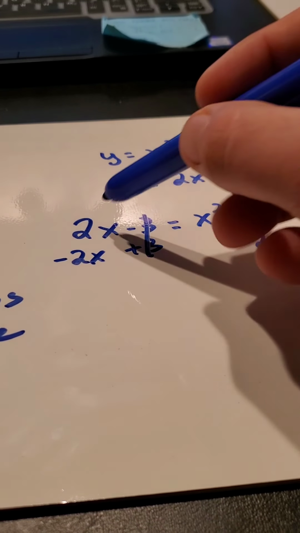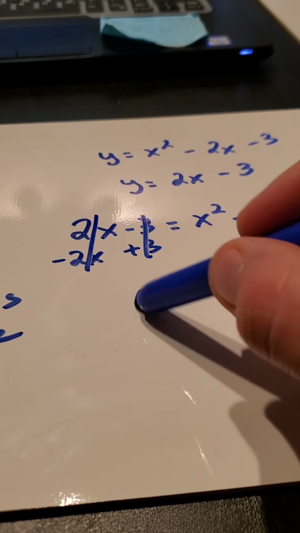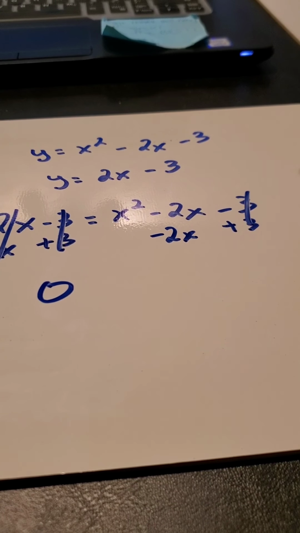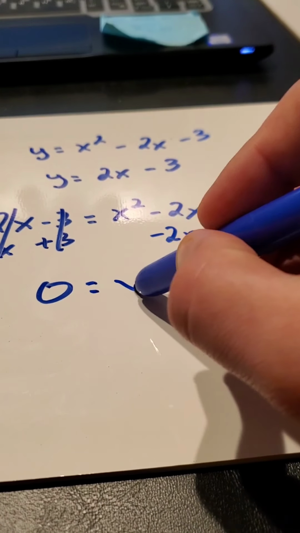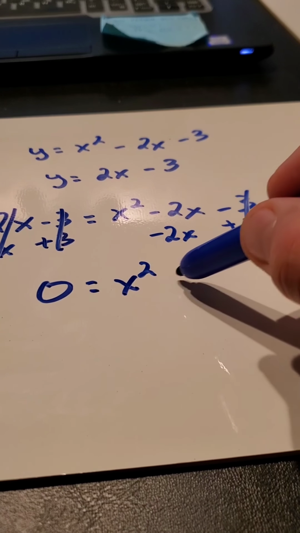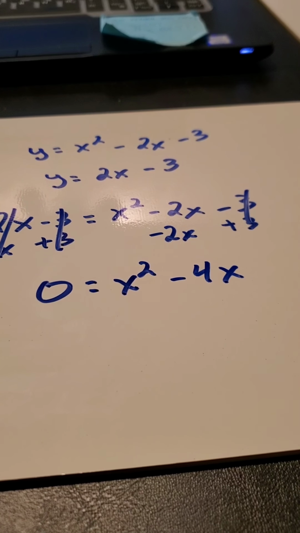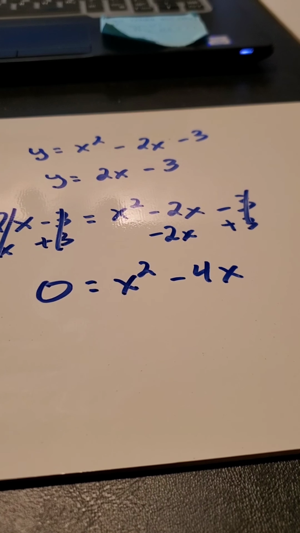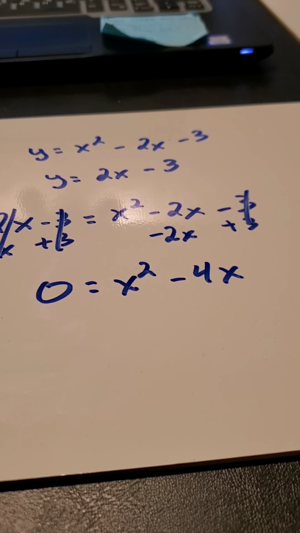So that on my left side, everything's canceling. On the left side, I'm just left with 0. And on the right side, we didn't do anything with our x squared term, so it's still x squared. Minus 2x is going to be minus 4x here. And my 3's cancel out. I actually don't have any other coefficients at that point.